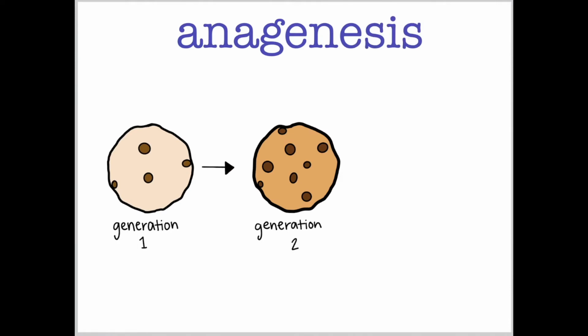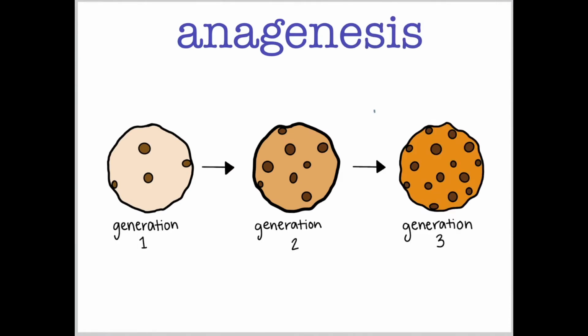In this example, we can see the slight changes in the chocolate chip cookies throughout each generation. The caramel color gets deeper and the number of chocolate chips increase. The cookie is changing gradually over time, but it is still in the same species.